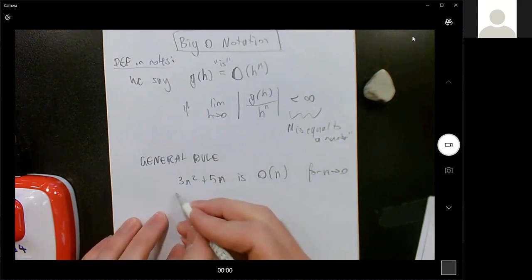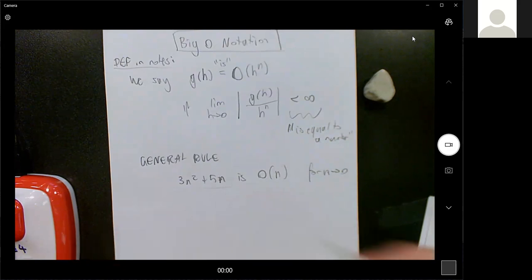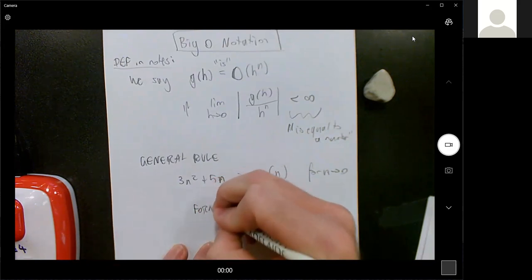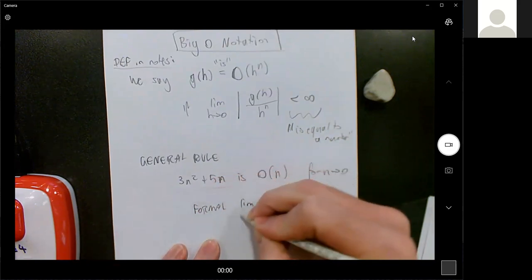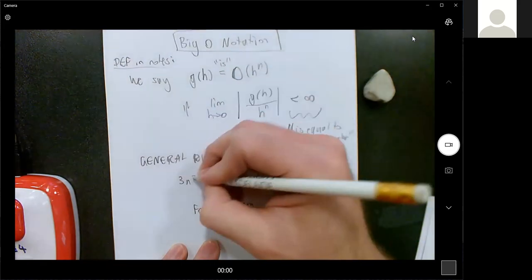So if I did divide this by n squared, just to be formal about it, the limit as h, oh crap, it's h.